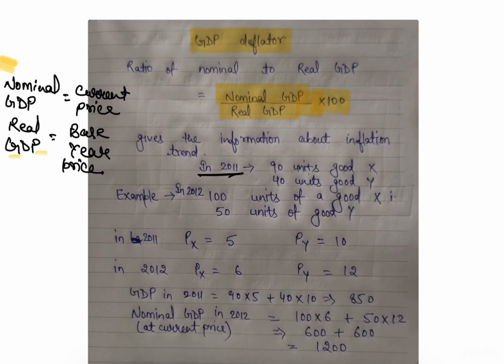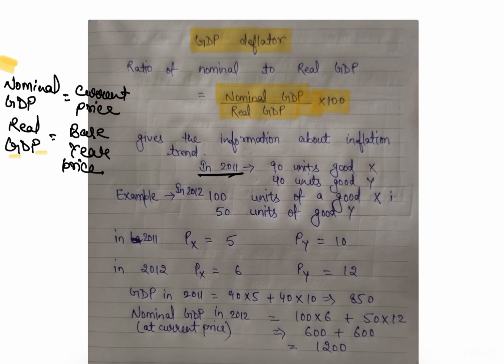In 2011 a firm produced 90 units of good X and 40 units of good Y. So its GDP in 2011 will be 90 into 5 plus 40 into 10, that is 850.